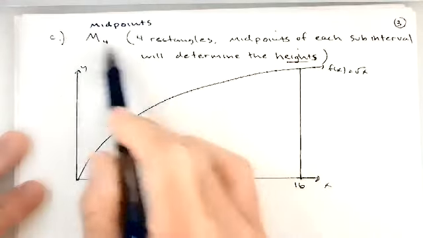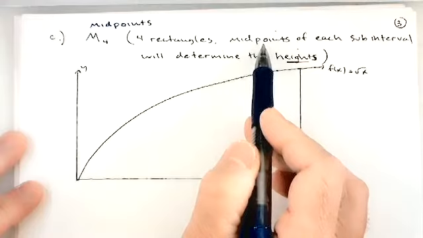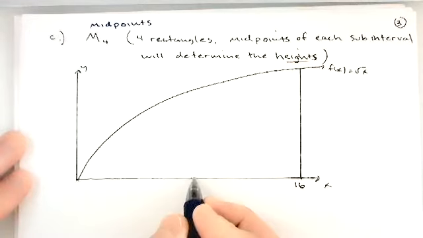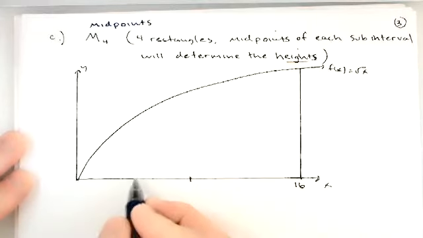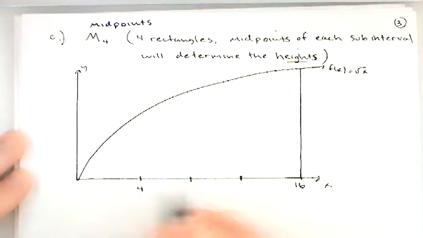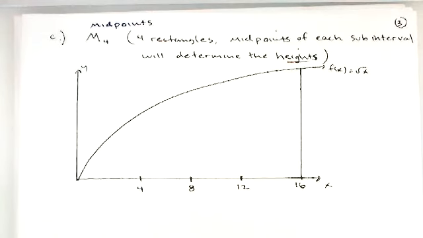M4 means I'm going to use 4 rectangles and I'm going to use the midpoints of each subinterval to determine the height. So I am kind of averaging between the right-hand endpoints and the left-hand endpoints. So like, here's what I mean by this. If this is 4, 8, 12, and 16.